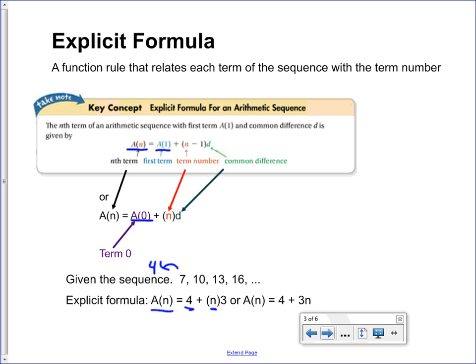Another way to write it would be like so. If we wrote it the way the book suggests, we would write a_n equals a_1, which is the first term, which would be 7, plus n minus 1 times the common difference, which is 3. If we were to distribute the 3 and simplify, we would come up with the equation that we had written down here as well. Hopefully this is making a little bit of sense. I'll look at some examples so hopefully it makes more sense.